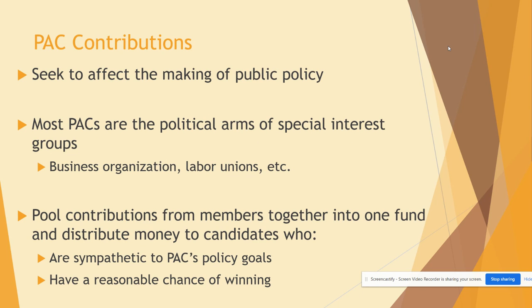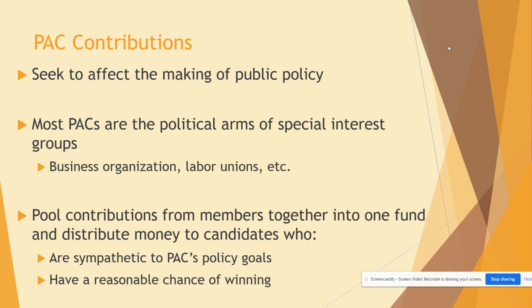All right, and so then again, going back to political action committees, what they do is they work with interest groups. So members of the interest group donate their money to the PAC, and then the PAC spends that money on candidates who support the same issues and who support causes that the interest group cares about. And they also have to have a reasonable chance of winning too.